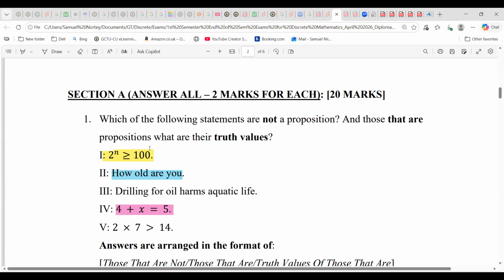If you can't tell that a statement is true or it is false, then that is one way of saying this statement is not a proposition. Okay, so I hope this definition is clear. We are going to go and look at how to represent it.